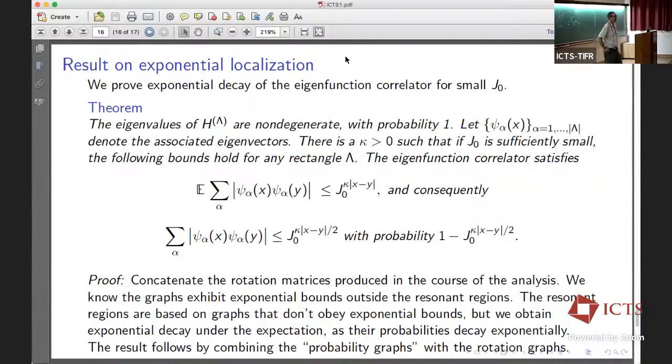Do you think that this method would be sufficient to see that, for instance, J naught can be anything in 1D or 2D?